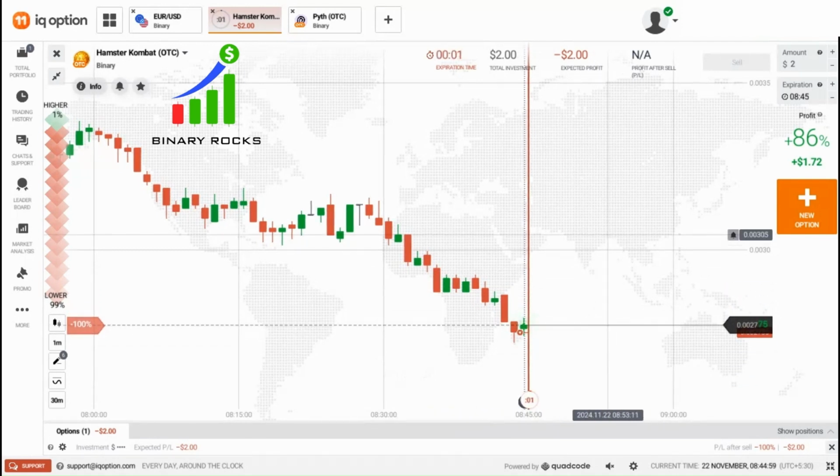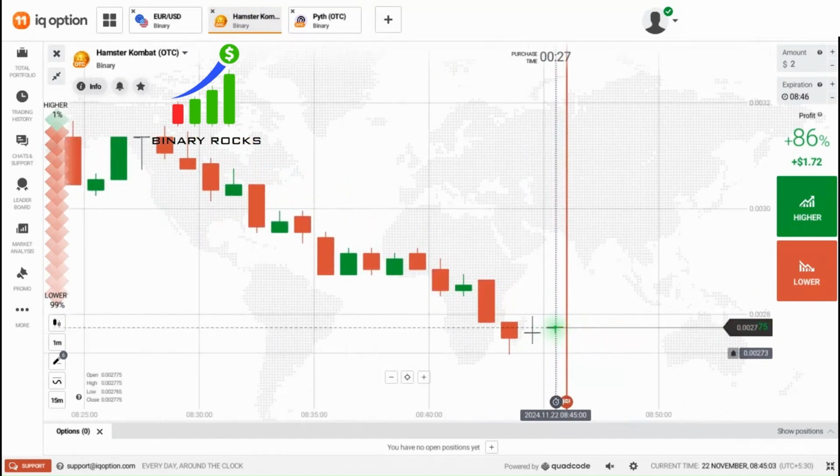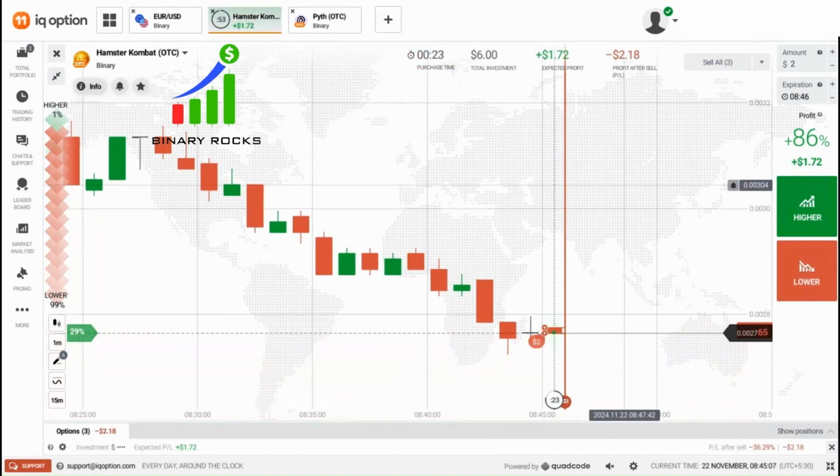Okay, here if you check, what is this candle? It's a doji candle. As I said, in the middle of the trend, a doji means it's a continuation sign.